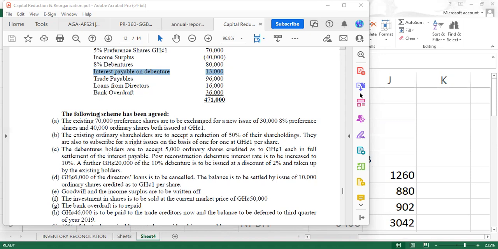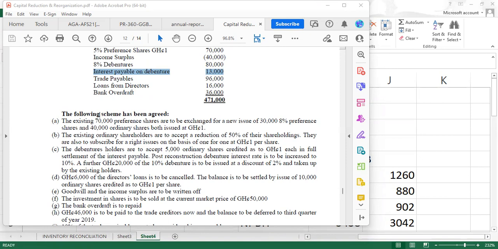So what will happen? Where would the 5,000 go? The 5,000 that we are giving to them as equity shares, which account would it go to? Ordinary shares account. So this will go to ordinary shares, debenture interest. The ordinary shares will now increase by 5,000 because we are giving them to the debenture holders.